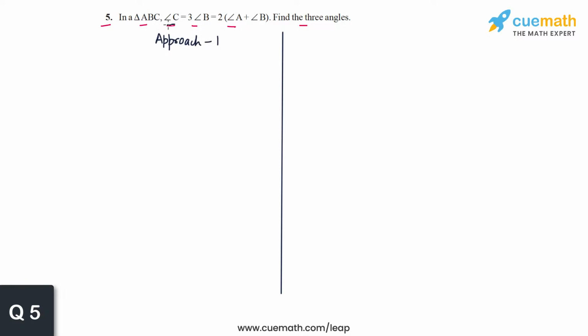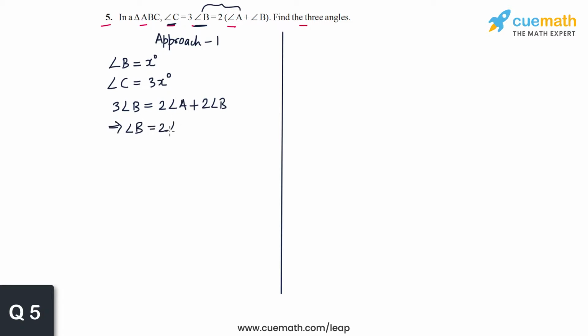So I have angle C is equal to 3 times angle B, so I'm going to assume that angle B is equal to x degrees. This means that angle C is equal to 3 times angle B, or 3x degrees, and then from this pair of terms being equal, I have 3 times angle B is 2 times angle A plus angle B, or 2 times angle A plus 2 times angle B, and this gives me angle B is 2 times angle A, which means that angle A is half of angle B. So I can write this as angle A is equal to x by 2 degrees.